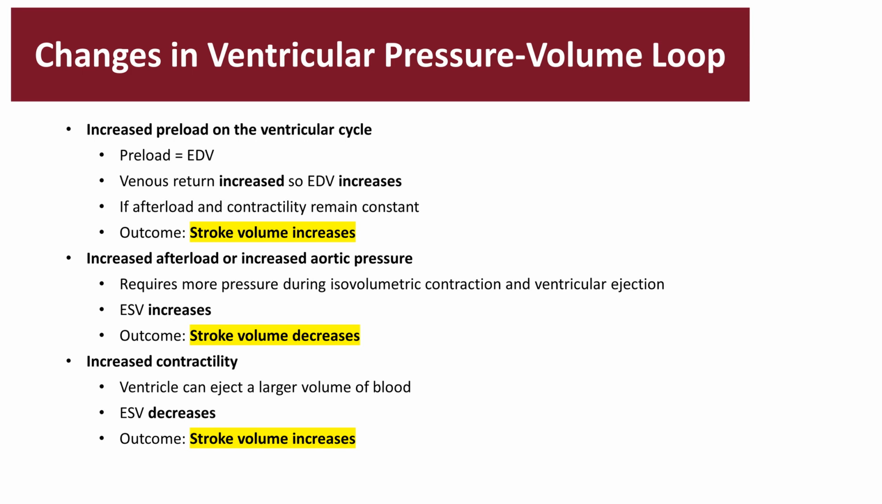Increasing contractility will cause the ventricles to eject a larger volume of blood because there's more overlap and more calcium ions. This will then decrease your ESV, and therefore the outcome is to increase your stroke volume. So increasing contractility, increasing stroke volume.